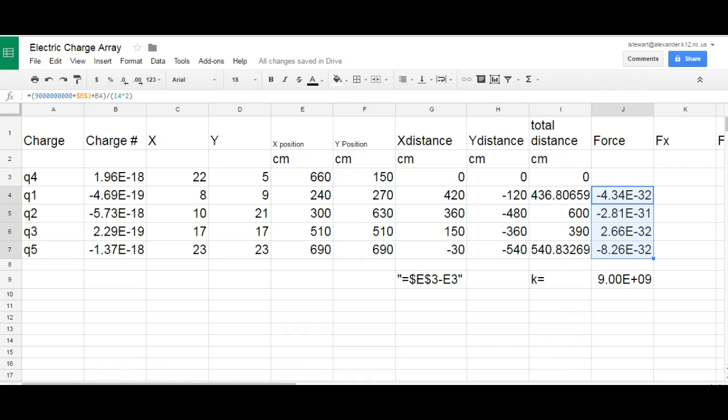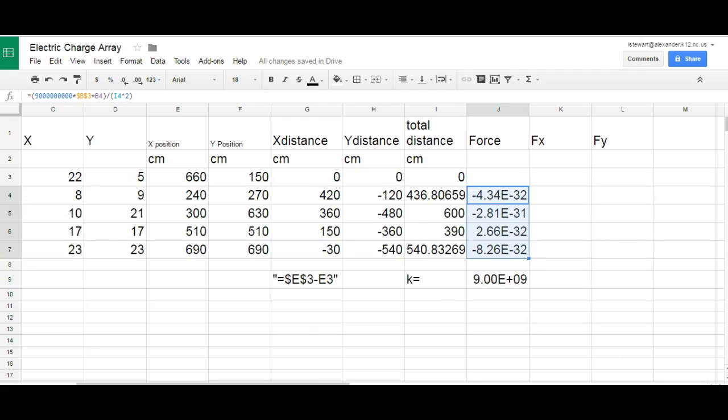Now I need to figure out the forces in the x direction. To do that, I need to drag this over a little bit. I want to find the force in the x direction, and so the force in my x direction is going to have to do with the distances as well as the angles. So what we're going to have to do is think about this in 2 dimensions. What we're going to assume here is that we have a triangle being made with each one of these charges. And so if this is my charge, this is Q4.